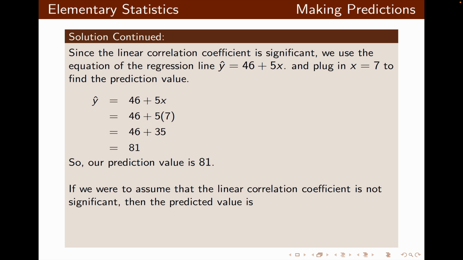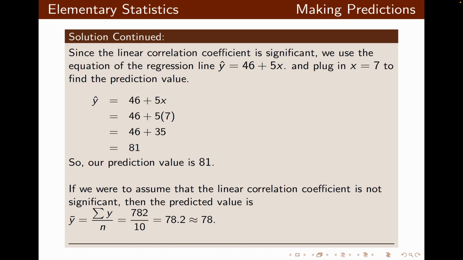If we were to assume that the linear correlation coefficient is not significant, then the prediction value is y bar, which is the summation of y over n, 782 divided by 10, 78.2, rounded to 78 as the prediction value.